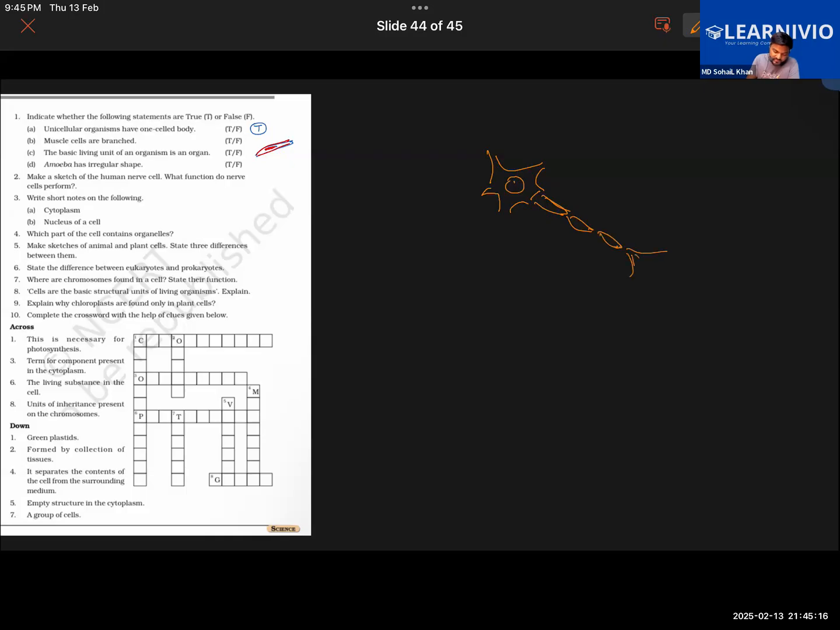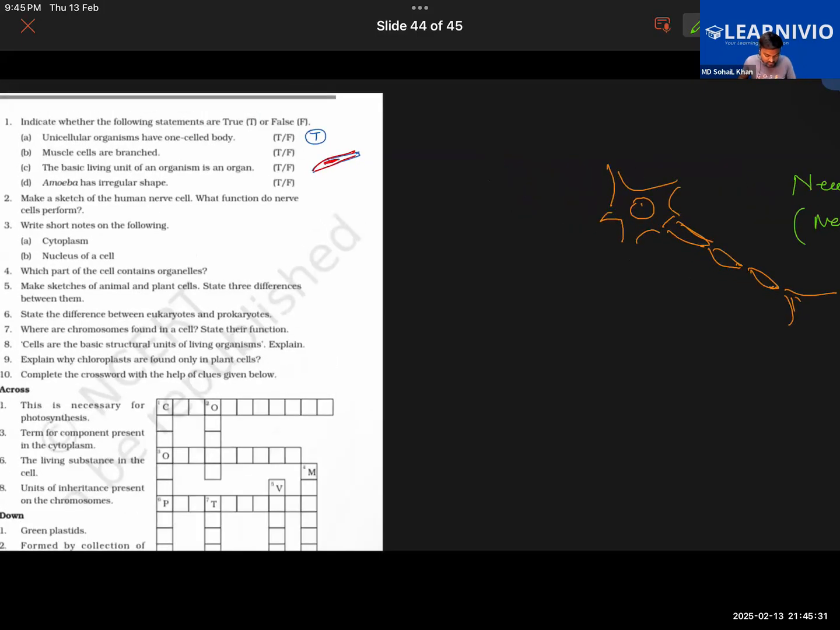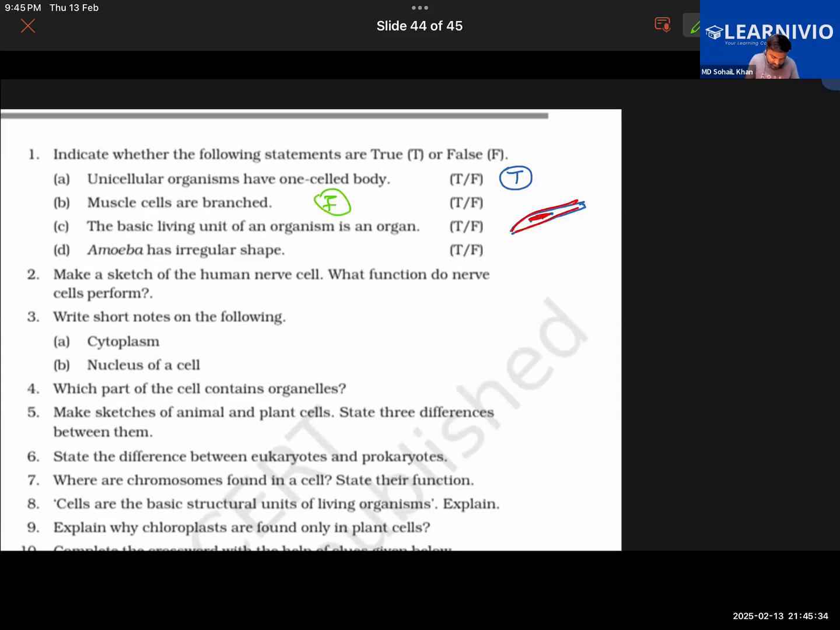Nerve cells are also called neurons, right? Neurons, or the nerve cells, are branched. And in fact, they are the longest cells in our body. The nerve cells are the longest cells in our body. So this one is false. The next question, false, obviously. And the next, true, exactly.